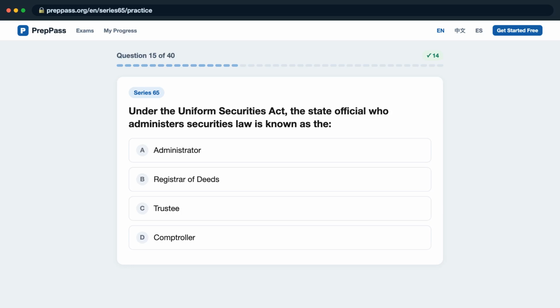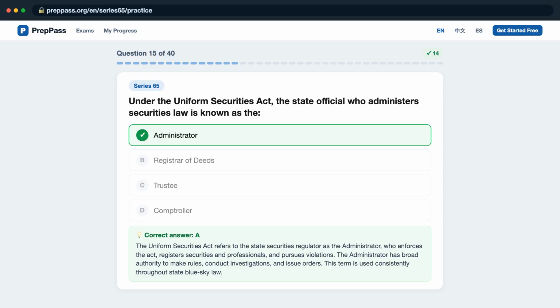Question 15. Under the Uniform Securities Act, the state official who administers securities law is known as the Is it A, Administrator, B, Registrar of Deeds, C, Trustee, D, Comptroller? The correct answer is A.